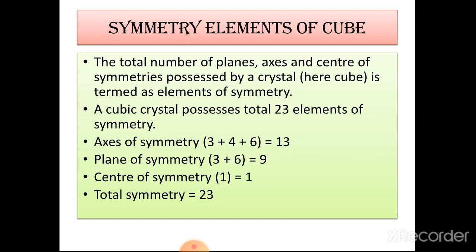In addition, if we add all these symmetry elements of a cube, we can say that the cube has a total of 23 symmetry elements. The cube possesses a total of 13 rotational axes of symmetry, a total of 9 mirror planes, and 1 center of inversion. If we add all these symmetry elements, then we get a total of 23 symmetry elements of the cube.